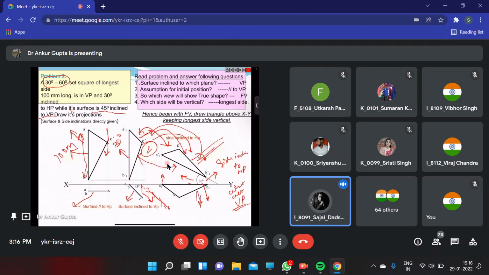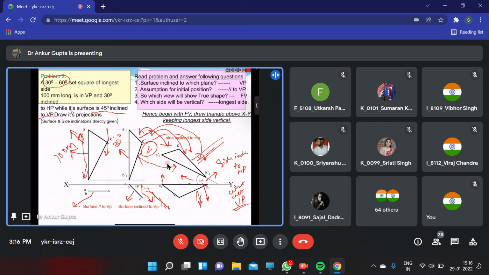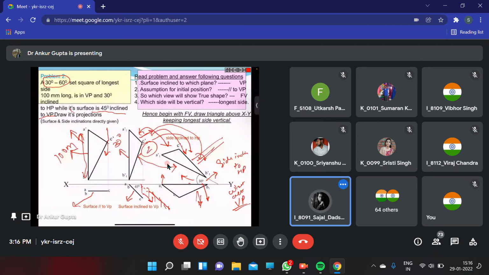Sir, in the first figure, that line we have made, it should also be made on the XY line. No, it's not necessary. It is resting on VP. Okay, sir. That we have assumed.